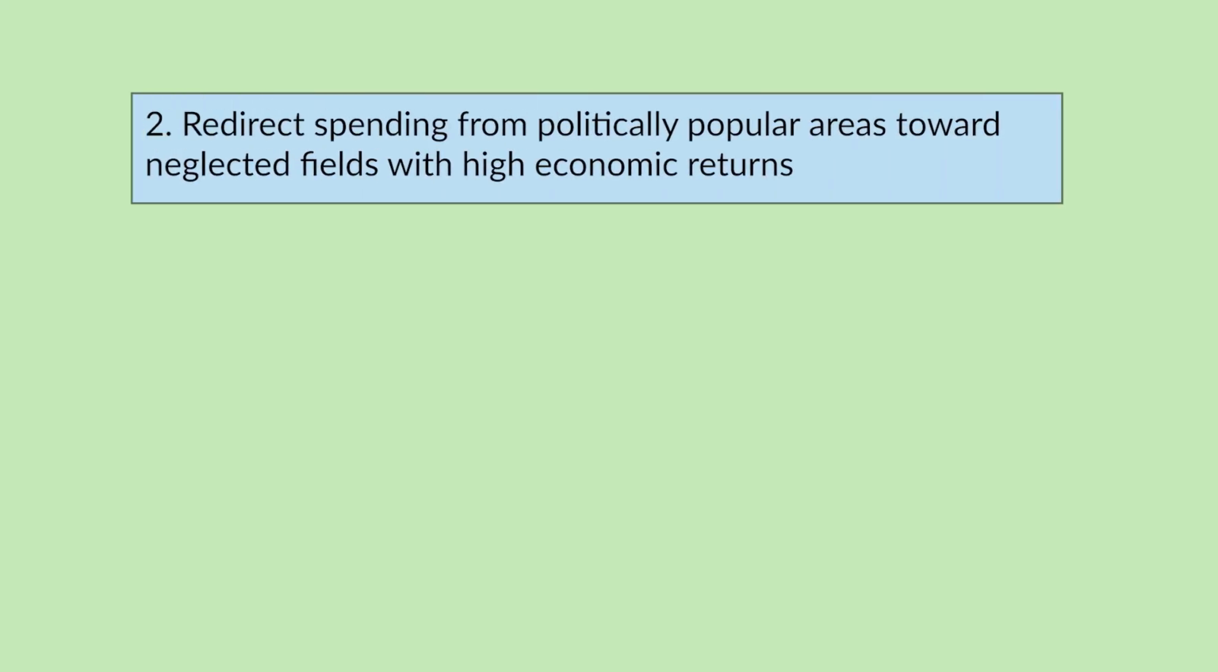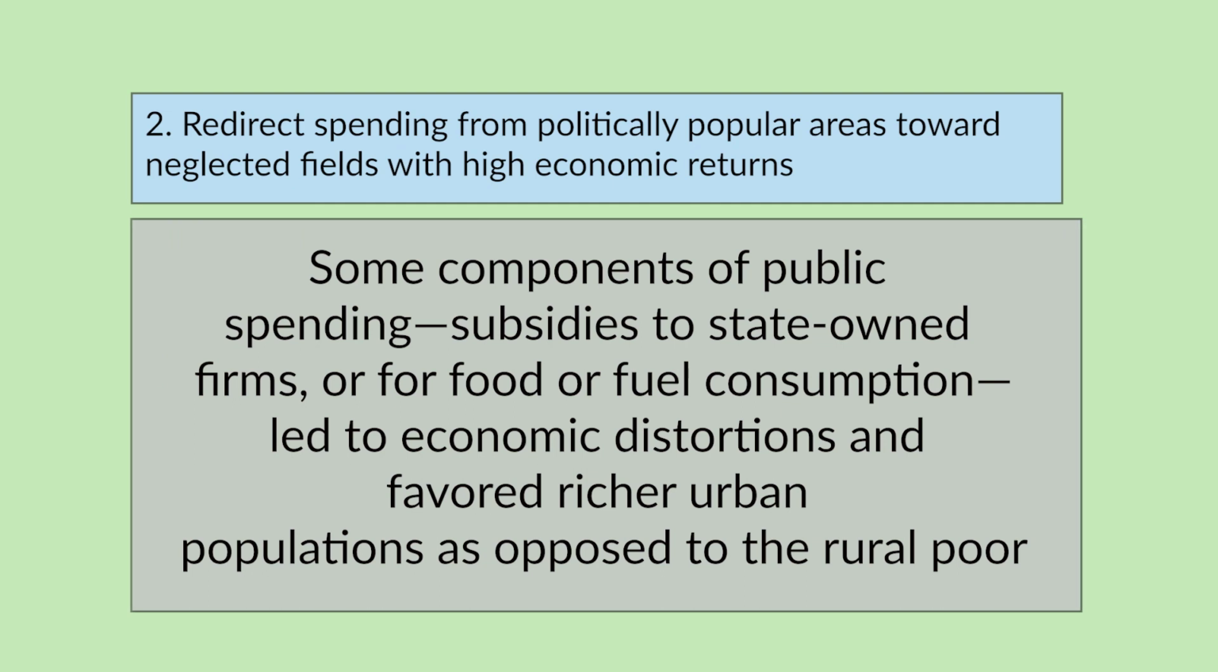The second principle of the Washington Consensus was to redirect spending from politically popular areas towards neglected fields with high economic returns. This entails that some components of public spending, for example, subsidies to state-owned firms or for food or fuel consumption, would lead to economic distortions and favored rich urban populations as opposed to the rural poor. Therefore, the need was to reduce subsidies of politically connected economic sectors, which can inflict cost on some, but free up spending to support basic social services such as education, employment, infrastructure, etc.